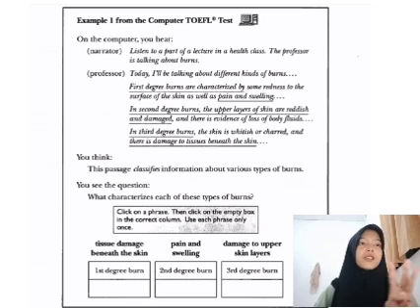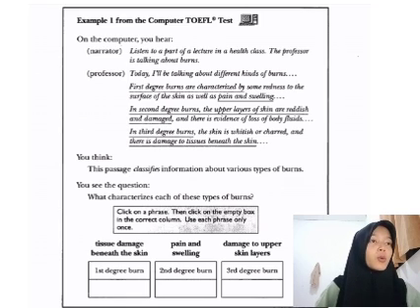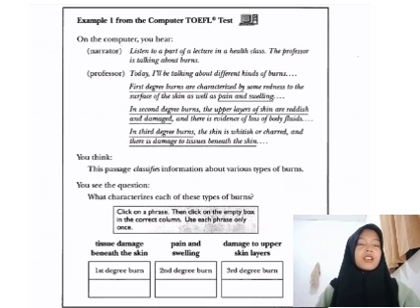there are three kinds of burns, yeah. The skin is whitish or charred and there is damage to tissues beneath the skin. Okay, so what characterizes each of these types of burn? So you have to remember it.